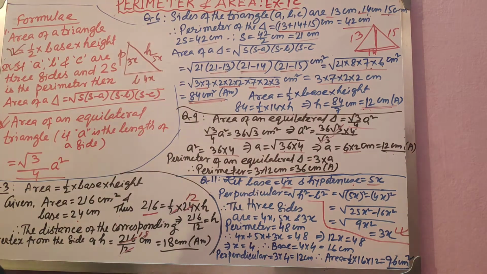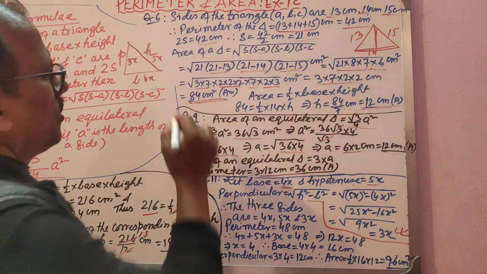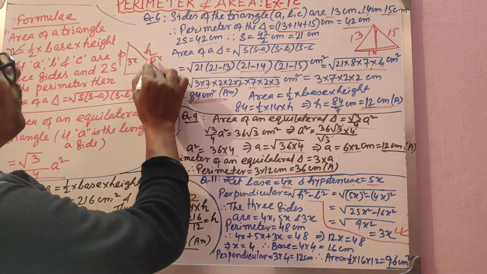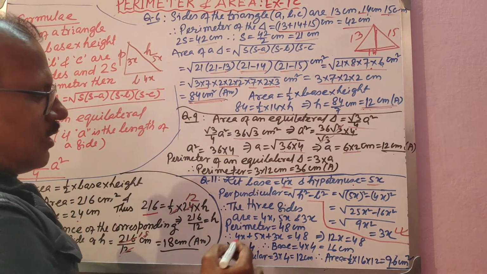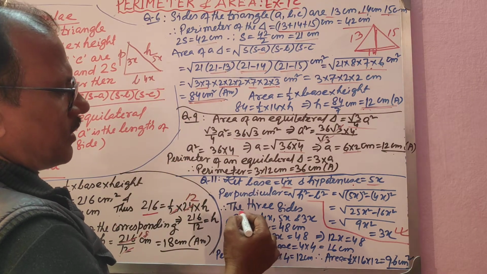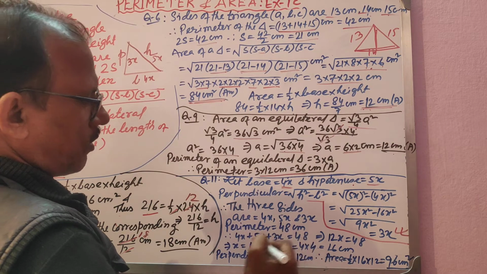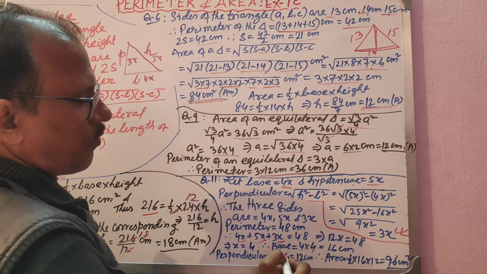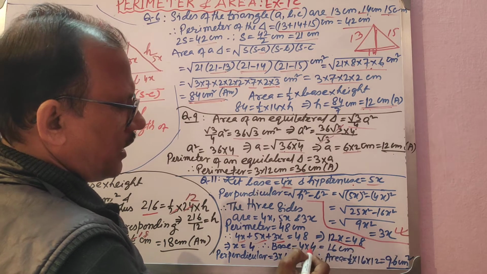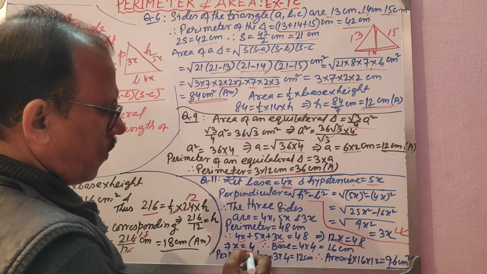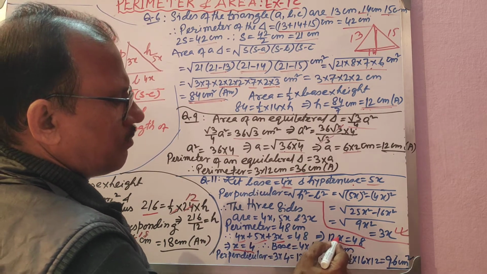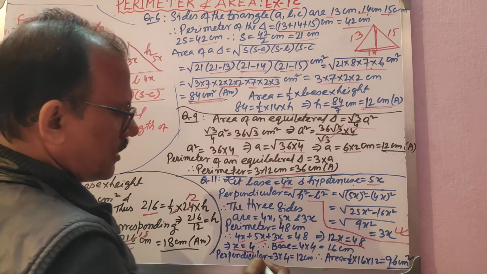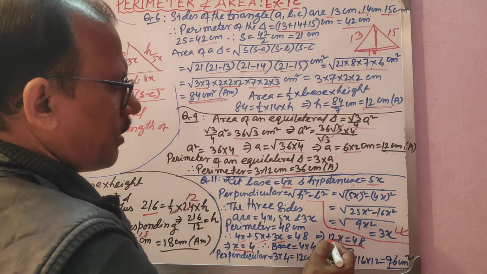Now you know all the sides in respect to x. So the perimeter will be 5x plus 4x plus 3x. The perimeter is 48. Therefore 12x is equal to 48, and x will become 48 divided by 12, that is 4.